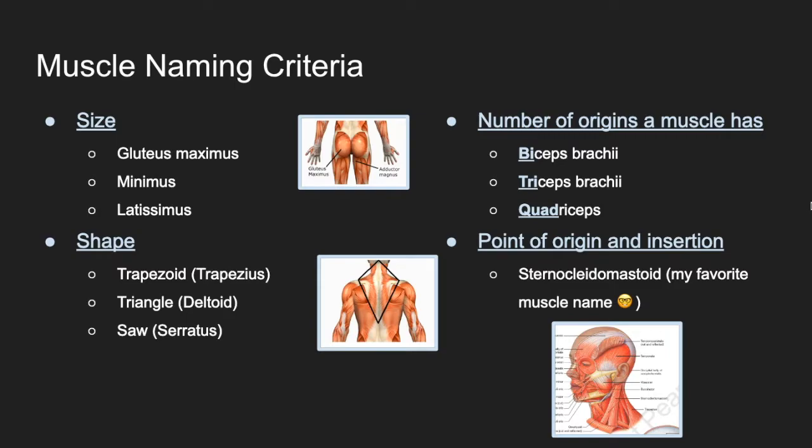And then another way that it names is by point of origin and insertion. One of my favorite muscle names is sternocleidomastoid, in this picture here. It's going to be attaching to your sternum. It's also going to be attaching to your clavicle, and then it also attaches to your mastoid, the mastoid bone here. That's a part of your jawbone.